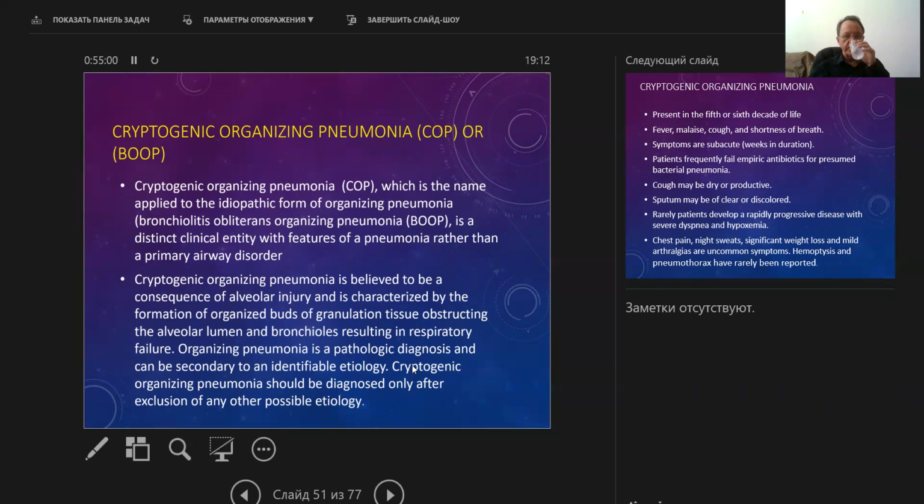Cryptogenic organizing pneumonia is believed to be a consequence of alveolar injury and is characterized by formation of organizing buds of granulation tissue obstructing the alveolar lumen and bronchioles, resulting in respiratory failure. Organizing pneumonia is a pathologic diagnosis and can be secondary to an identifiable etiology. Cryptogenic organizing pneumonia should be diagnosed only after exclusion of any other possible etiology.